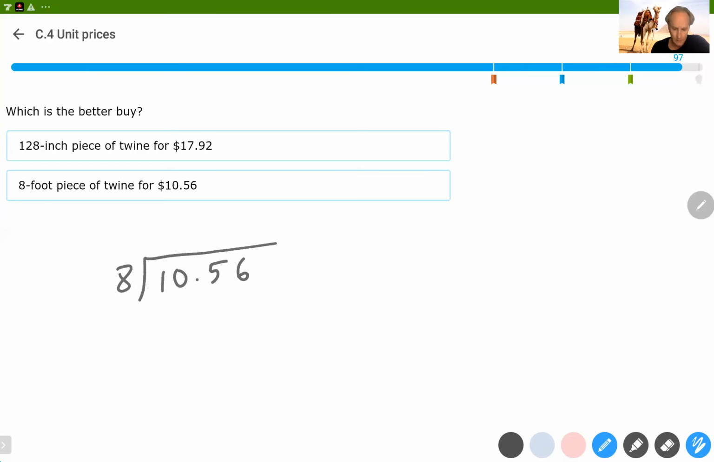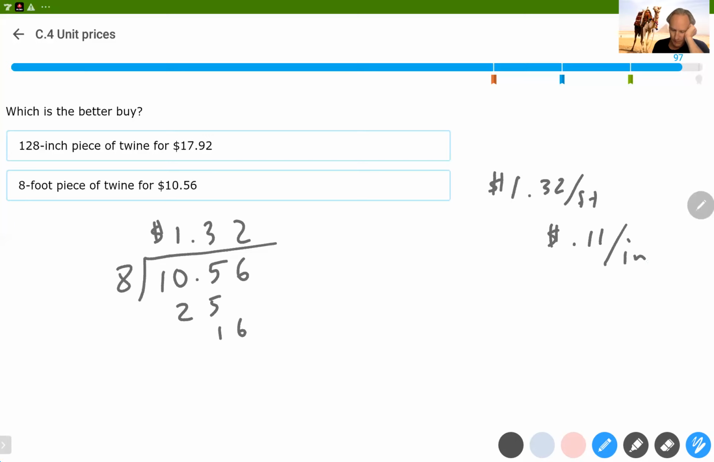$10.56. And so we're dividing this. We get a 1, we have a 2 left over, we get a 3, we have 1 left over. So $1.32 per foot. If I wanted per inch, I would have to divide that by 12, which happens to be 11. So this is 11 cents per inch. That's for that bottom part.